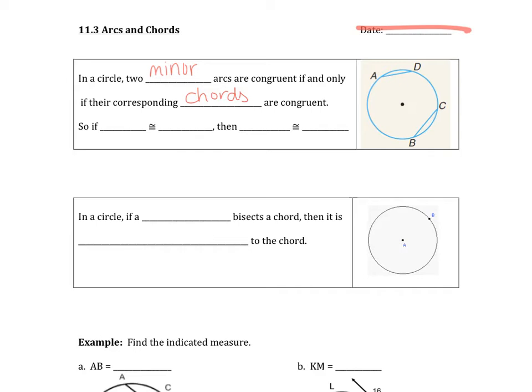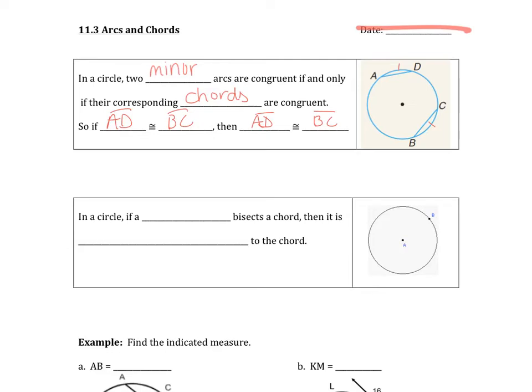So if arc AD is congruent to arc BC, then segment AD, or chord AD, is congruent to chord BC, or segment BC. So if I know my arcs are congruent, I can say my chords are congruent.